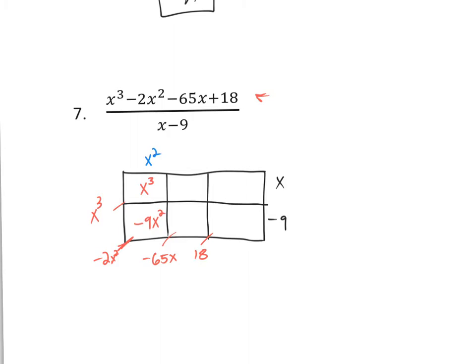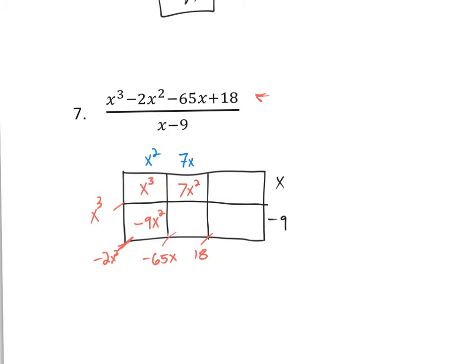I think something times negative 9 is negative 2, 7, I think? Yeah, 7. So 7 sounds good. 7x squared, because 7x squared minus 9x squared is negative 2x squared. That puts me on top with a 7x, because 7x times x is 7x squared.